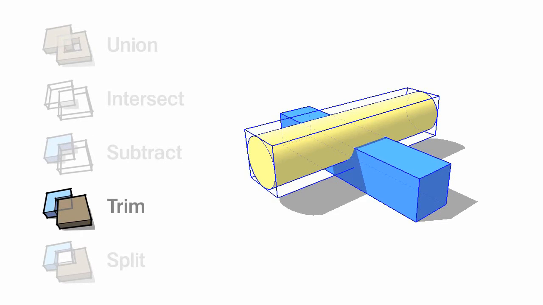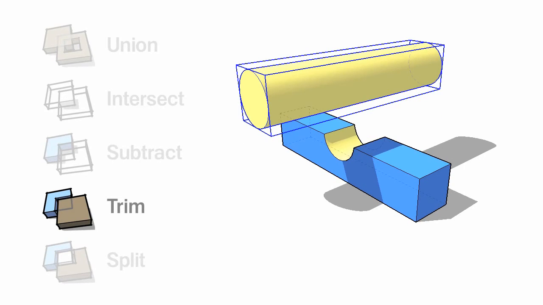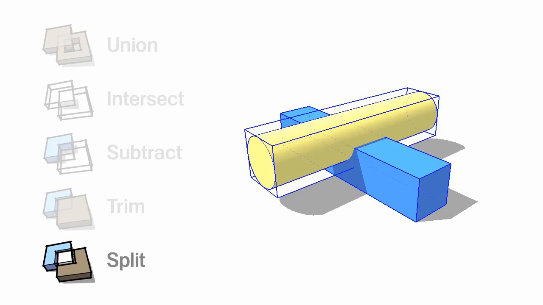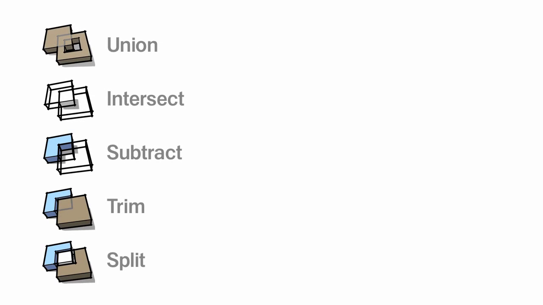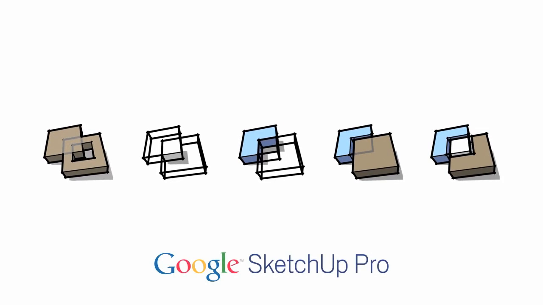Trim is a little bit like a subtract. It's perfect for modeling close-fitting parts and joinery. Split turns two solids into three: part 1, part 2, and the part they had in common. Solid modeling in SketchUp Pro is guaranteed to save you time and effort, and that's exactly what new tools are supposed to do.